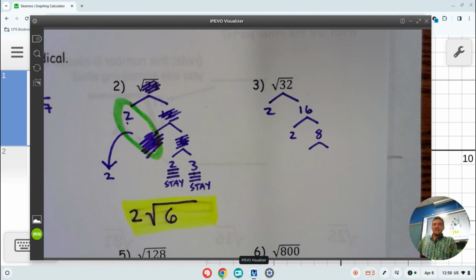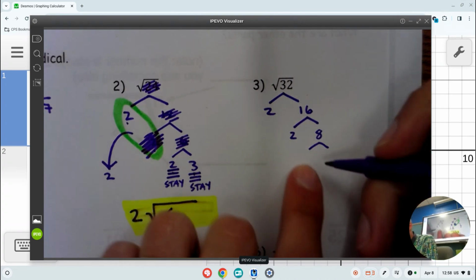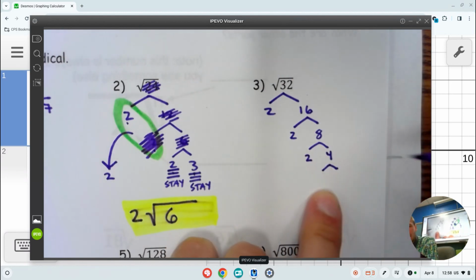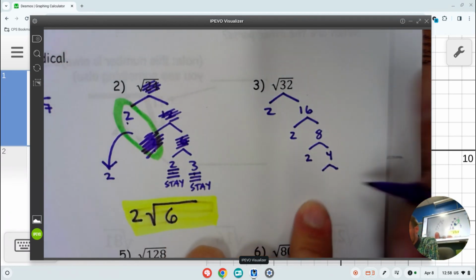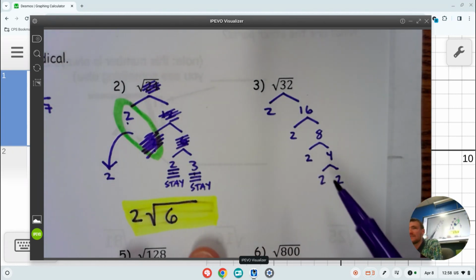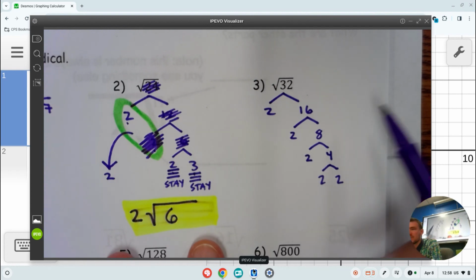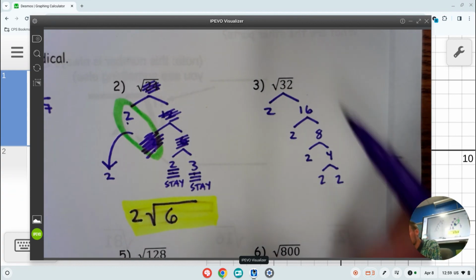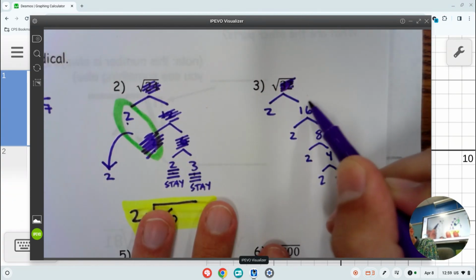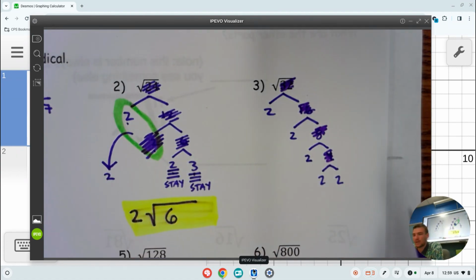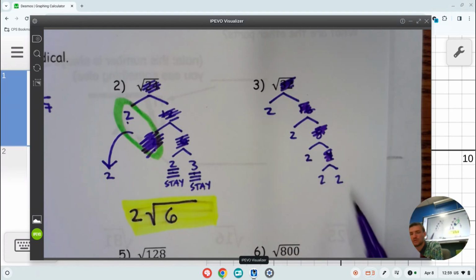Did anybody break down this 8? What'd you get? 2 times 4. Anybody break down that 4? I'm sure it gets pretty easy at this point. What is 4? 2 times 2. Now, remember, all of these numbers on top of the triangles, we don't need them because they're not prime. The only numbers we work with are 2, 3, 5. So 32, 16, nope. 8, nope. 4, nope. The only ones I'm working with are 2, 2, 2, 2, 2.